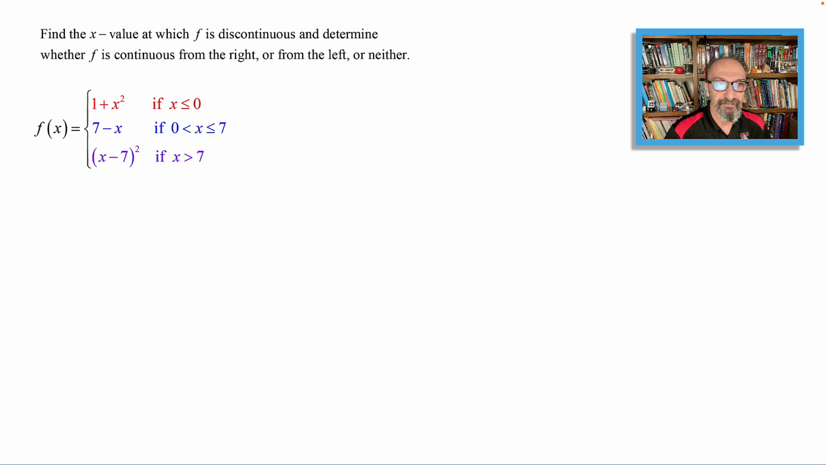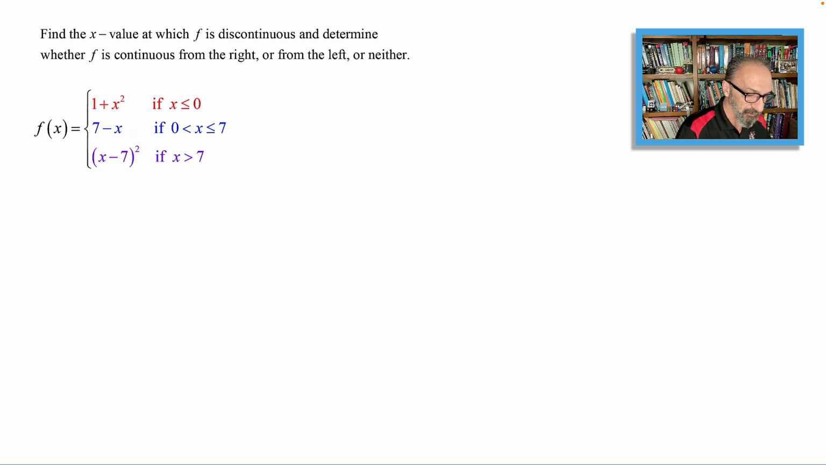Let's get started. To find the x value at which f is discontinuous and determine whether f is continuous from the right or from the left or neither, this is a piecewise function, so it's defined into three pieces. And since each part is a polynomial, they're all continuous on the open interval.